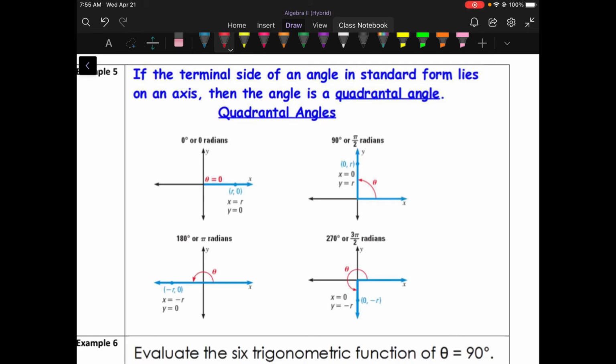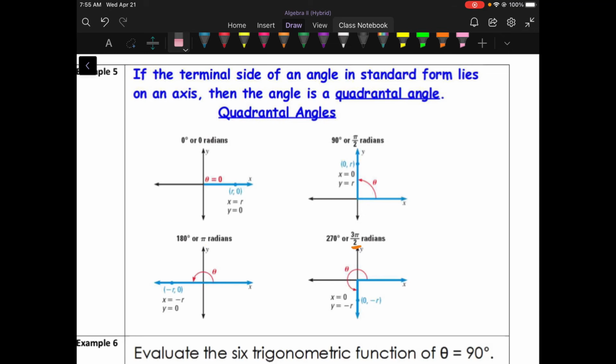If the terminal side of an angle in standard form lies on either the x or y axis somewhere, then the angle is a quadrant angle. So the quadrant angles are 0, 90, 180, 270, 360, or if you're talking radians, this would be 0 radians, pi over 2, pi, 3 pi over 2, and then if you come all the way back to 360, that would be 2 pi. It would be 0 or 2 pi radians, because it's either starting there or you're ending there.